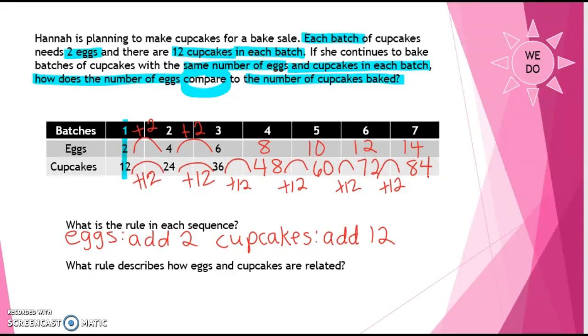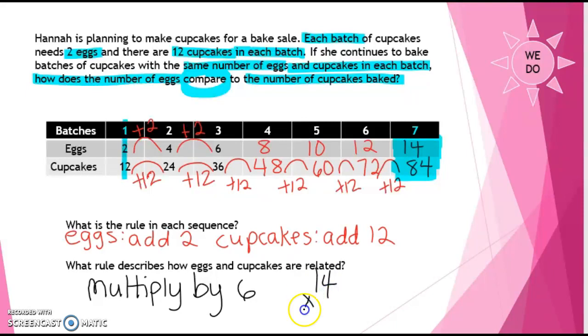Okay, now we need to find the rule that describes how these are related. So if we have 14 eggs and we have 84 cupcakes, we're looking at the relationship here. We're looking at how these two compare. And what we're going to find is the rule here is going to be multiply by 6. Okay, and let's do the math to make sure that that works.